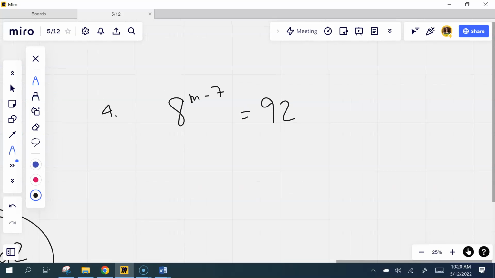Okay, is the exponential piece isolated? It is. And what I mean by that is the base with the exponent. It doesn't matter that there's multiple things in the exponents. I just want to isolate that portion. So now that it's isolated, I want to change the form. So log, what's the base, of what? 92. What does it equal?